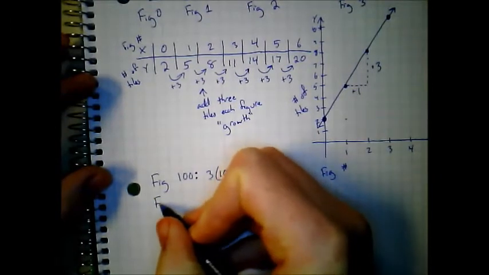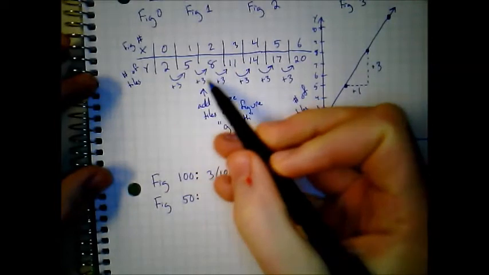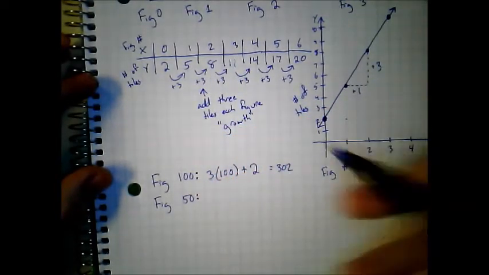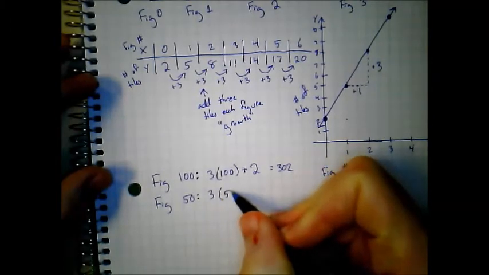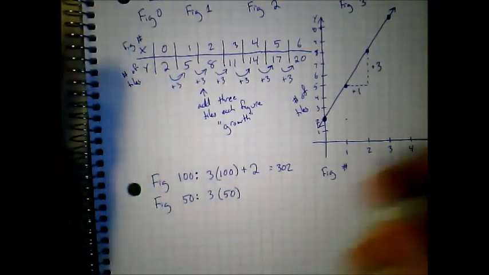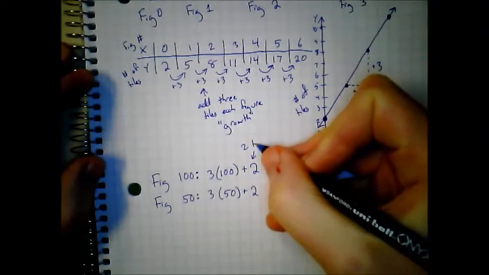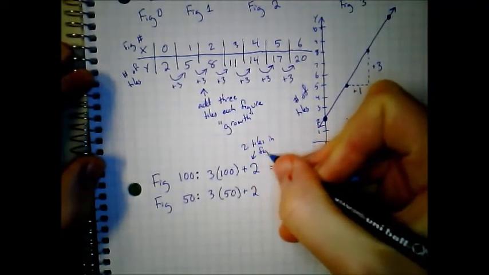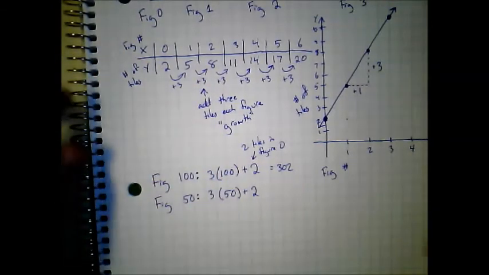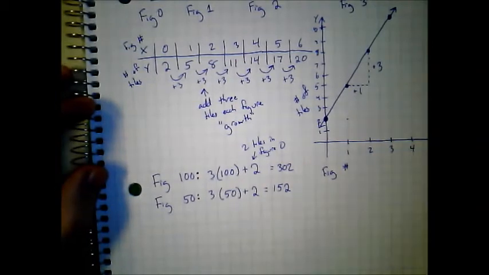Okay, let's think about figure 50. What would figure 50 have? But the same idea still holds. We're continuously adding 3. To get to figure 50, we're going to add 3 50 times. And that's just 3 times 50. And we're still adding 3 to our original 2. This is our 2 tiles in figure 0. That's what we keep adding it to. So figure 50 is going to have 152 tiles.